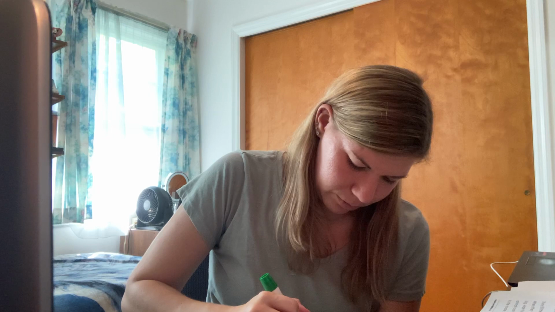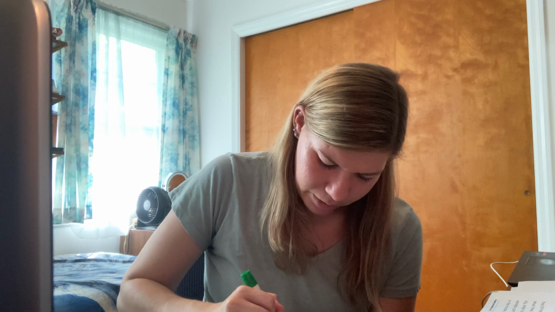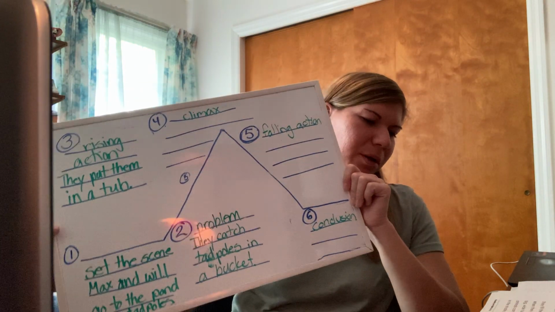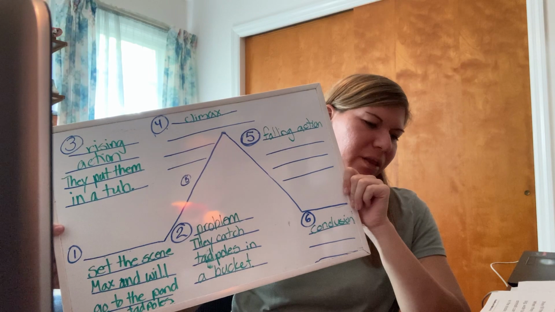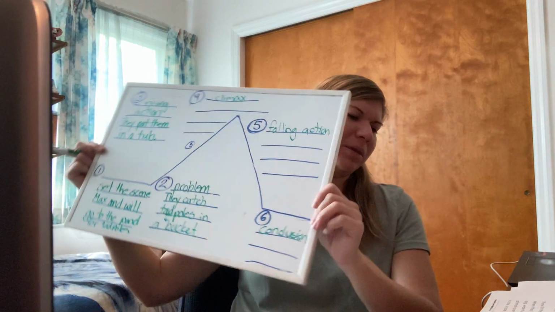The rising action is kind of how our story is going: they put them in a tub. So when they get home, they put them in this tub, and then they cover the tub with a screen so animals can't get to the tadpoles. They keep the tub in the shade so the water does not get too hot.